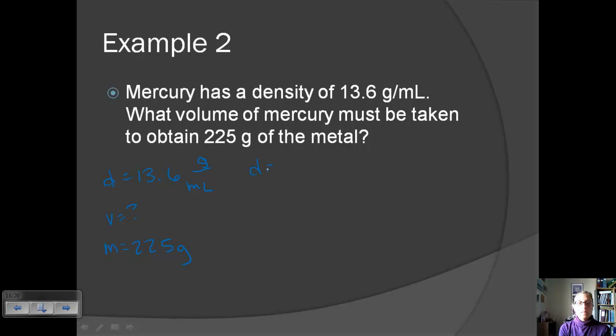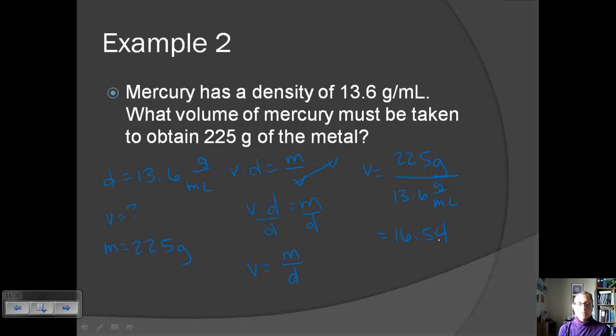Our second step is to write the equation. Well, this is the one that I know, but it's not rearranged to solve for volume. So I'm going to go ahead and do that. I know I want to get it out of the bottom, and so I'm going to multiply both sides by volume. So that leaves me with volume times density is mass. If I divide both sides by density, that gives me volume equals m over d. And now I've got it rearranged so I can just plug in. So volume equals mass, which is 225 grams, divided by density, which is 13.6 grams per milliliter. If I calculate that out, that gives me 16.54.